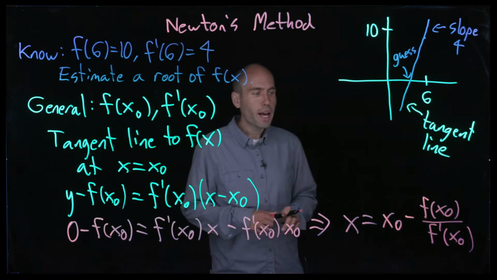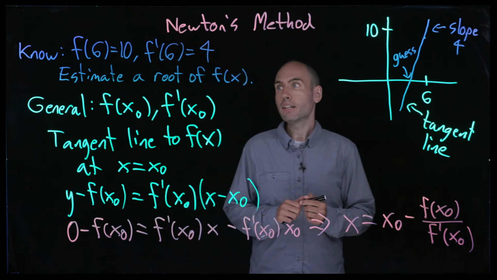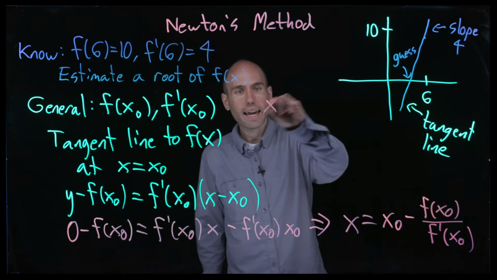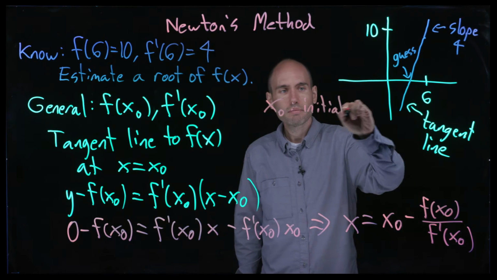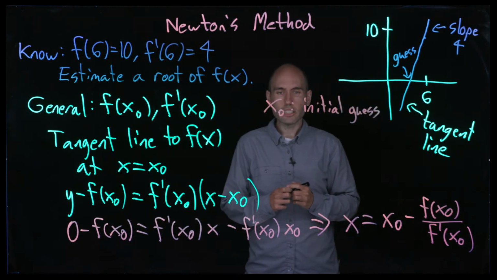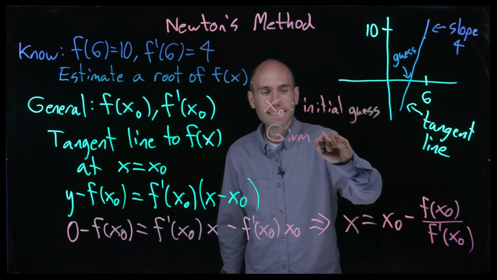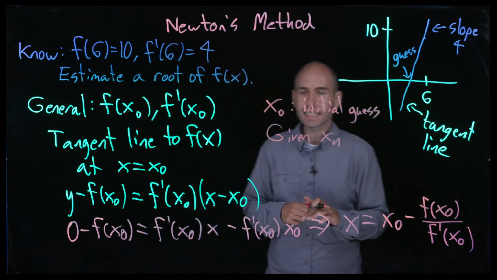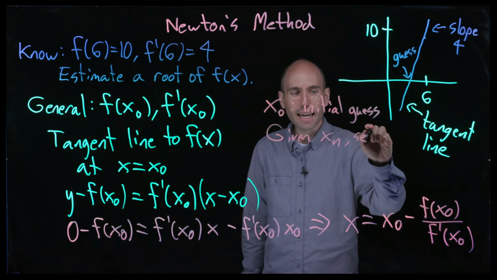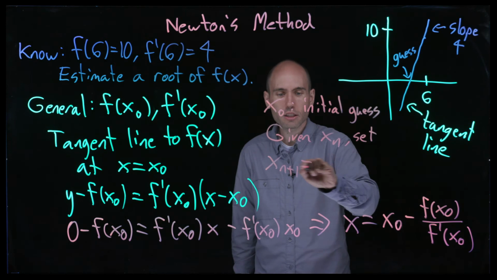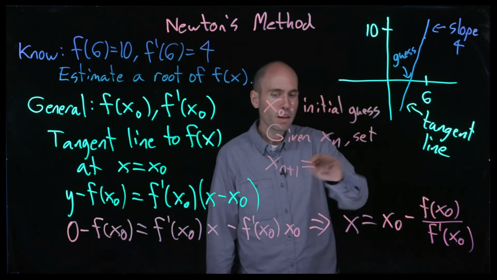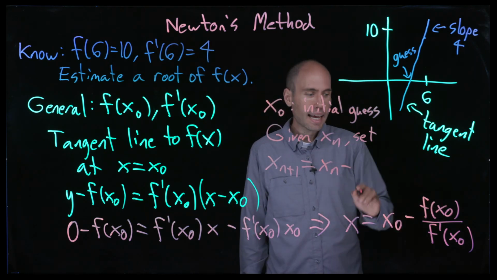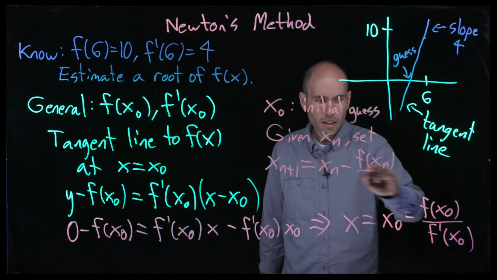So how does Newton's method work? You start with a guess, like in this case 6, or in general x0. This is my initial guess. Then this is a recursive procedure. Given xn, my hopefully better guess, but no guarantee it's better. It's not like the bisect method where the guesses necessarily get better and better. Given xn, you set xn plus 1, which is defined in terms of xn, using the exact formula here with xn in place of x0: xn plus 1 equals xn minus f of xn divided by f prime of xn.